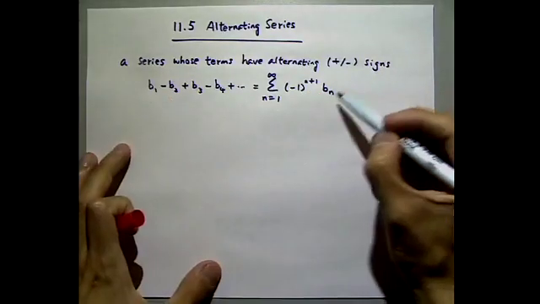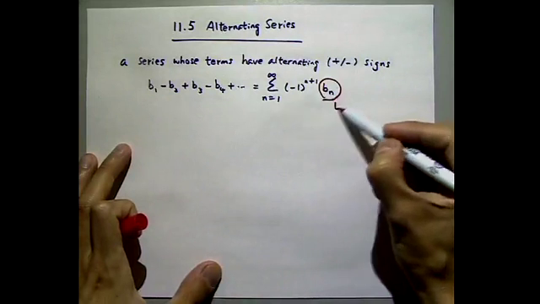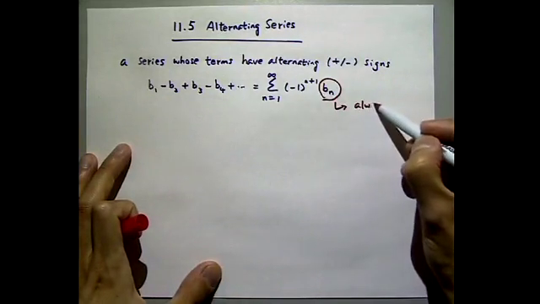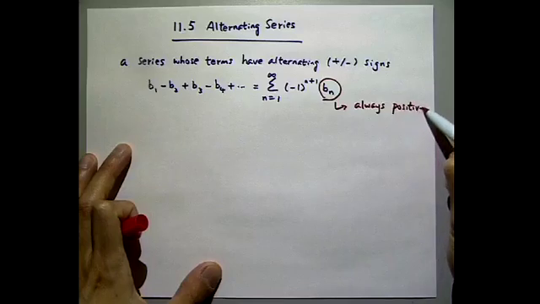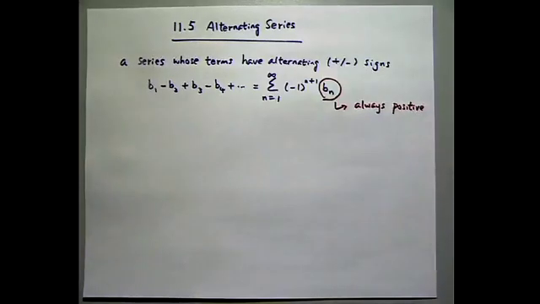In this expression here, these bn's are always positive. We'll let the minus 1 to the n plus 1 give us the alternating signs. But these things are always positive by themselves. The question is, how can we check if an alternating series converges? And if it does, can we find the sum?